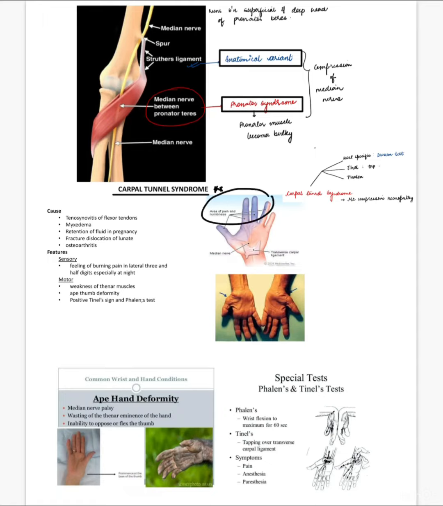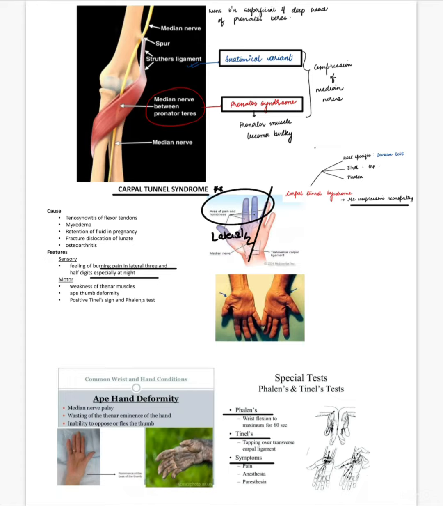So there will be pain, tingling and numbness around the area of distribution of the median nerve. The ulnar nerve, I already said, supplies the medial 1.5 digits. So do you see, guys, the lateral 3.5 digits are supplied by your median nerve. There is a burning pain in the lateral 3.5 digits at night. So what are the signs, guys? This shows Phalen's test, the Tinel sign, and symptoms of pain, paresthesia and anesthesia, guys.